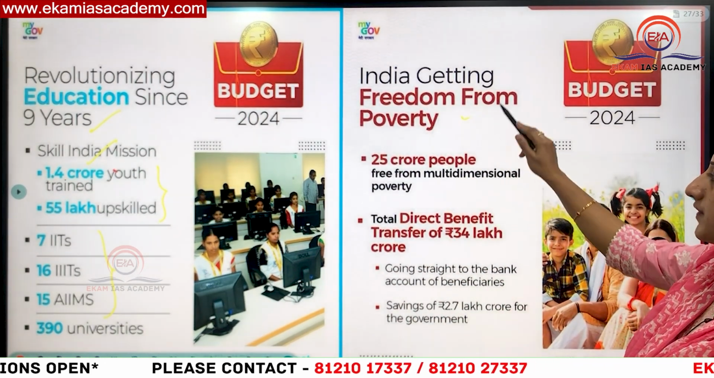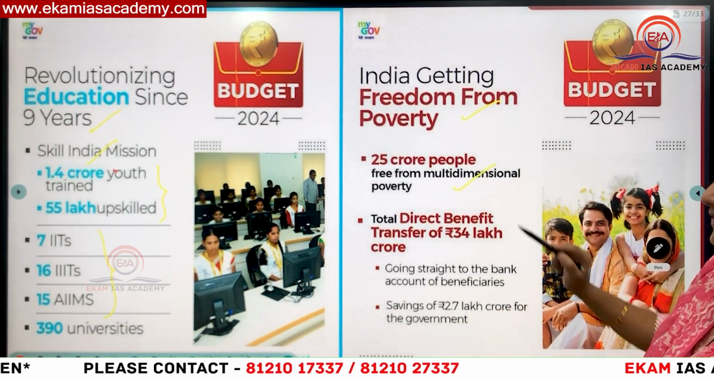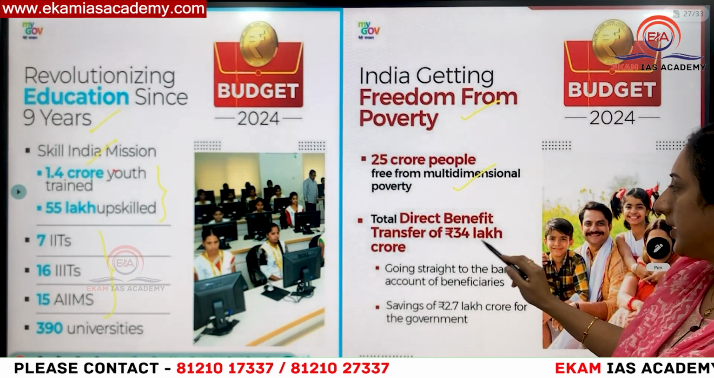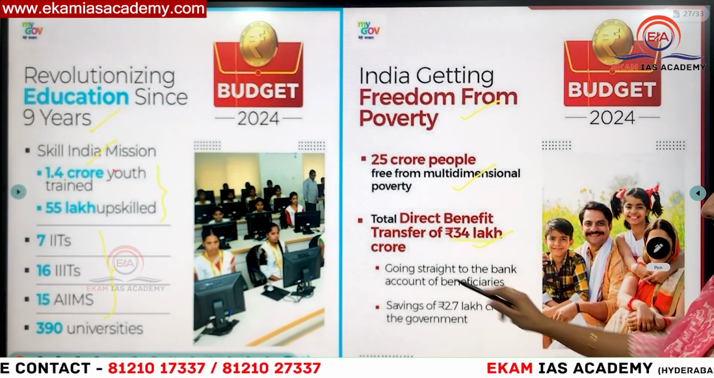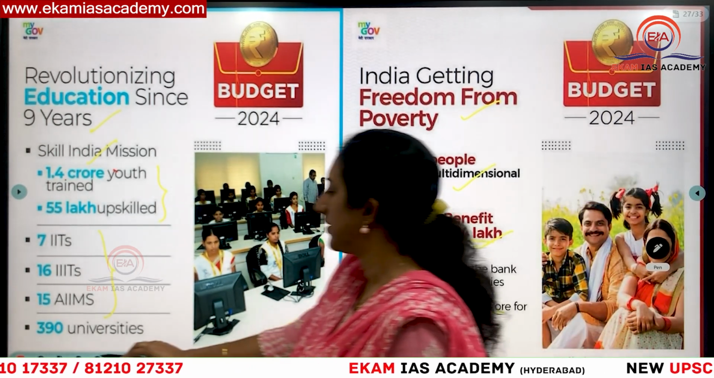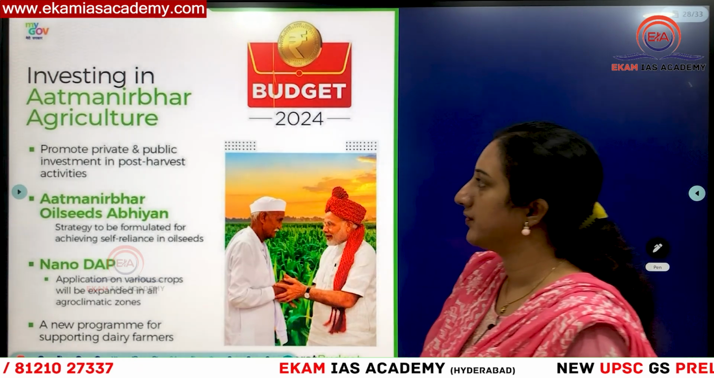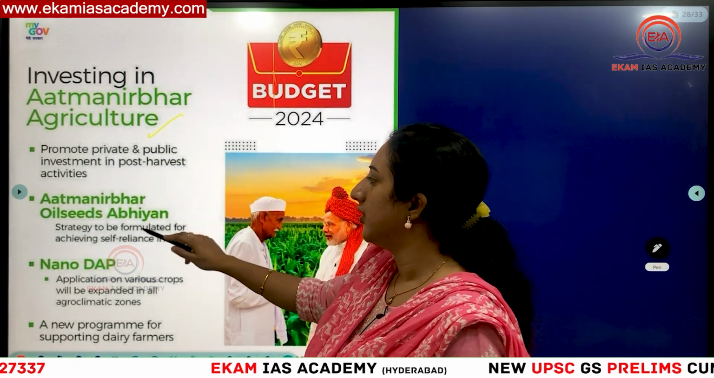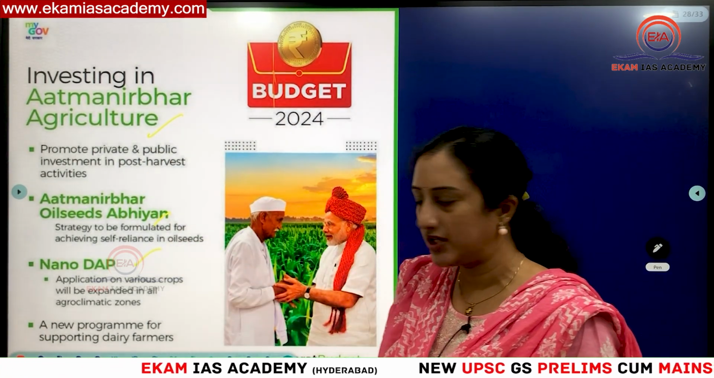You can see freedom from poverty: 25 crore people out of multidimensional poverty. DBT has benefited almost 34 lakh crore rupees, so we have saved this much amount of money using DBTs and Pradhan Mantri Jan Dhan Yojana. With respect to Atmanirbhar agriculture, oil seeds and nano DAP, we have seen these things.